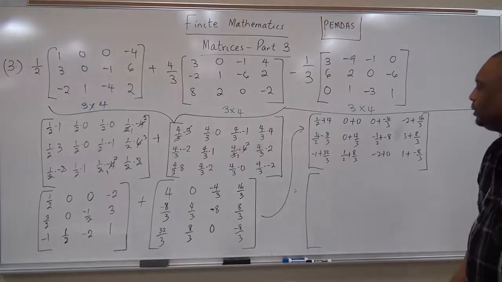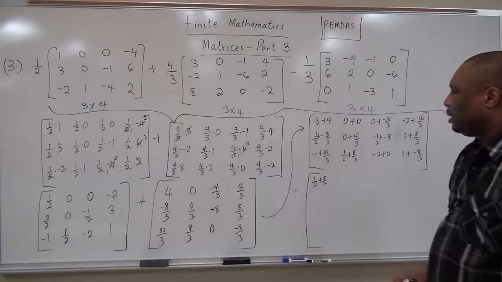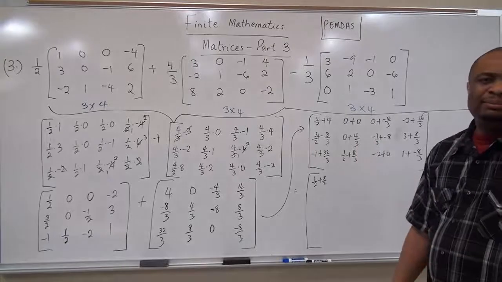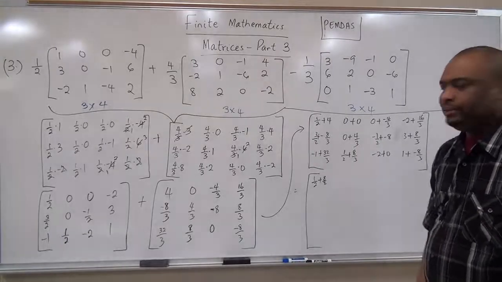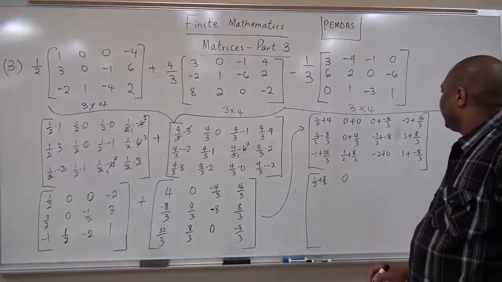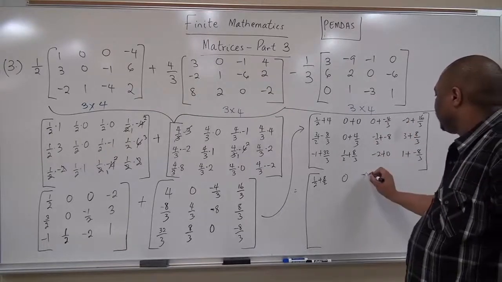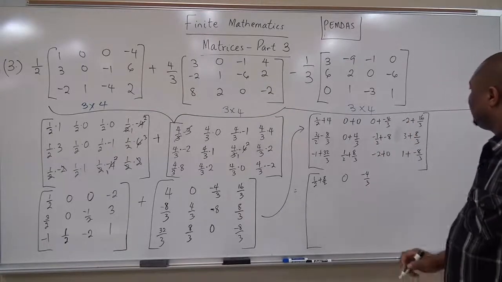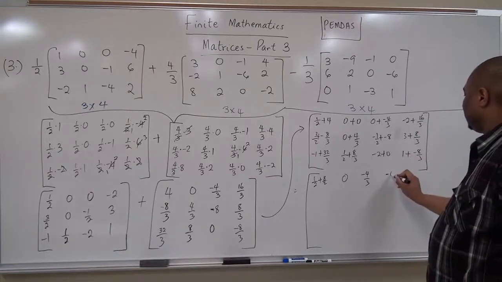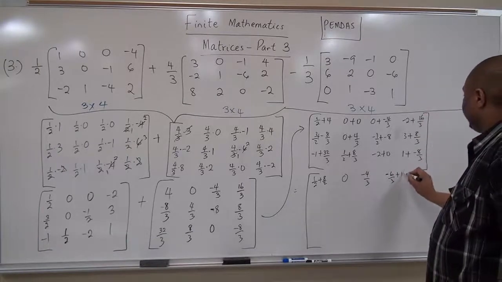1 over 2 plus 4 is 4.5. We can just write 1 over 2 plus 8 over 2 so that we can put it in the same denominator. Let's leave our answer as an improper fraction. It does not matter. Okay, 0 plus 0 is 0. 0 plus minus 4 over 3. Plus minus is minus, so this is minus 4 over 3. And then minus 2 plus 16 over 3, this is minus 6 over 3 plus 16 over 3.